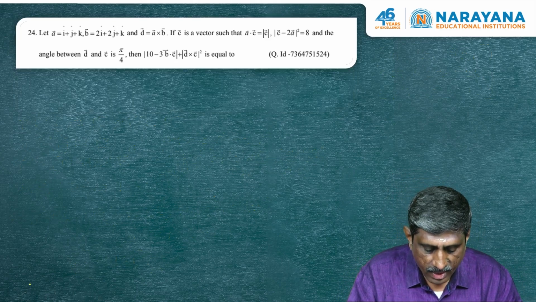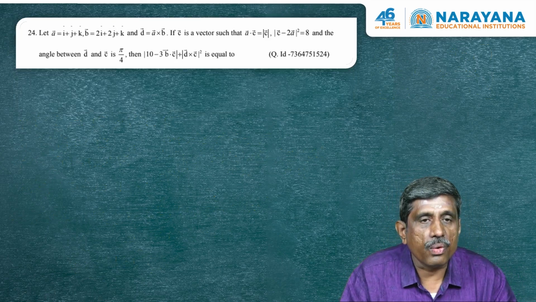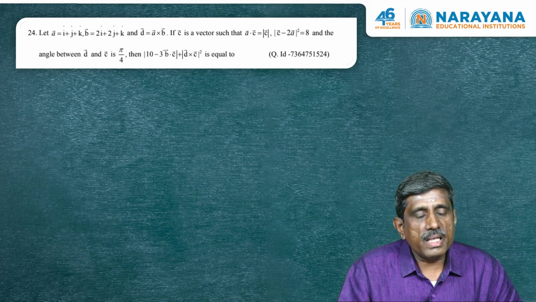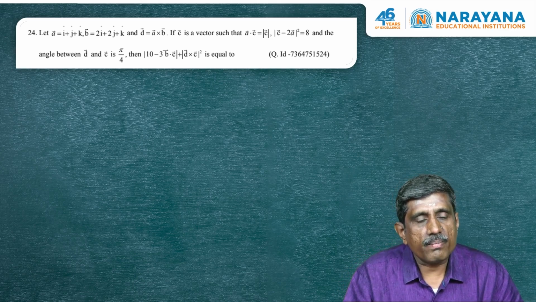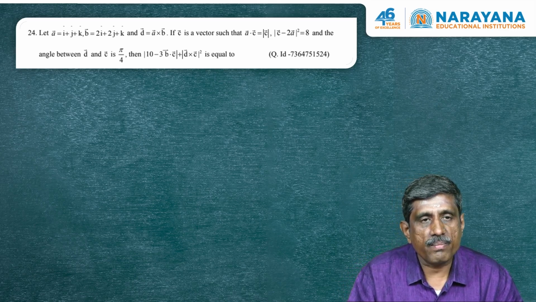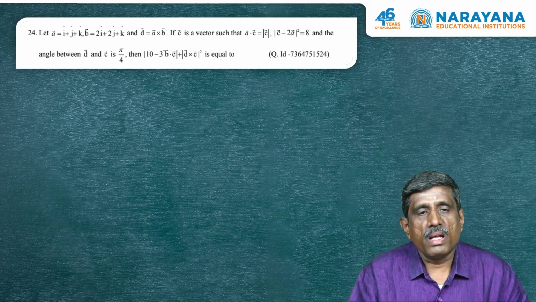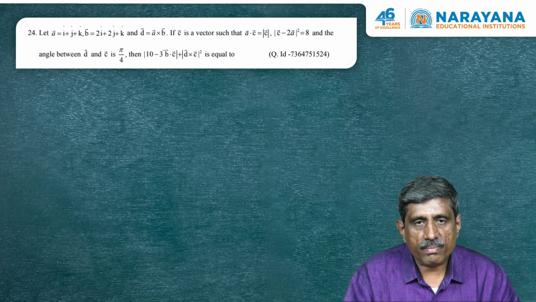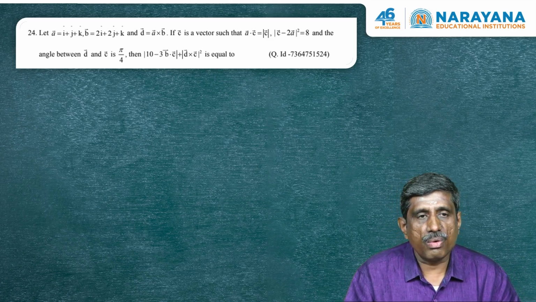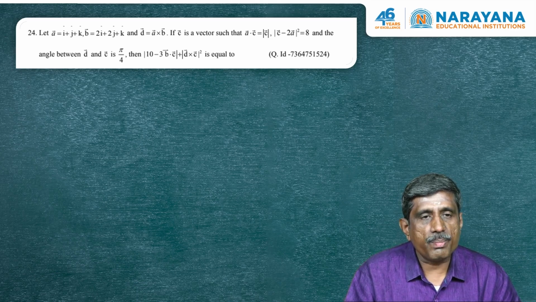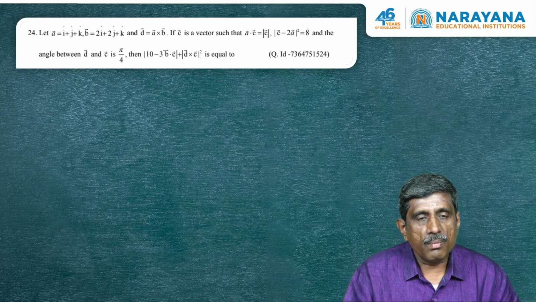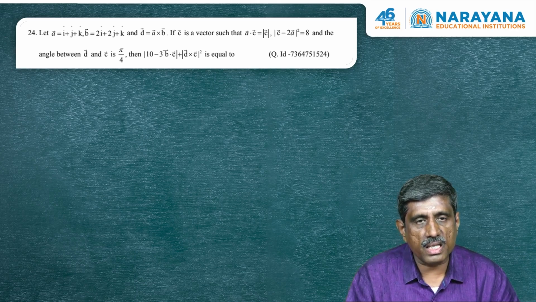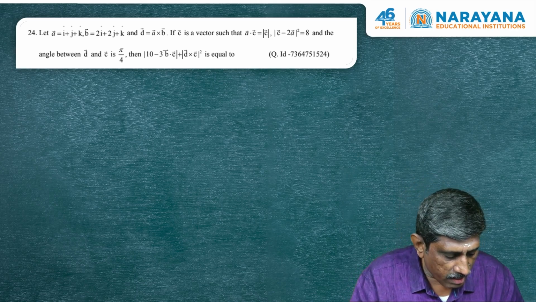Question number 23. Let us move on to question number 24. See carefully. A vector A bar is equal to i plus j plus k. B bar is equal to 2i plus 2j plus k. And D is A cross B. If the vector C is such that A dot C is equal to modulus of C bar minus 2A bar whole square is equal to 8, and the angle between D and C is pi by 4, then what is the value of 10 modulus of D minus 3 times of B dot C plus modulus of D cross C whole square. So, we have to calculate all of them carefully.